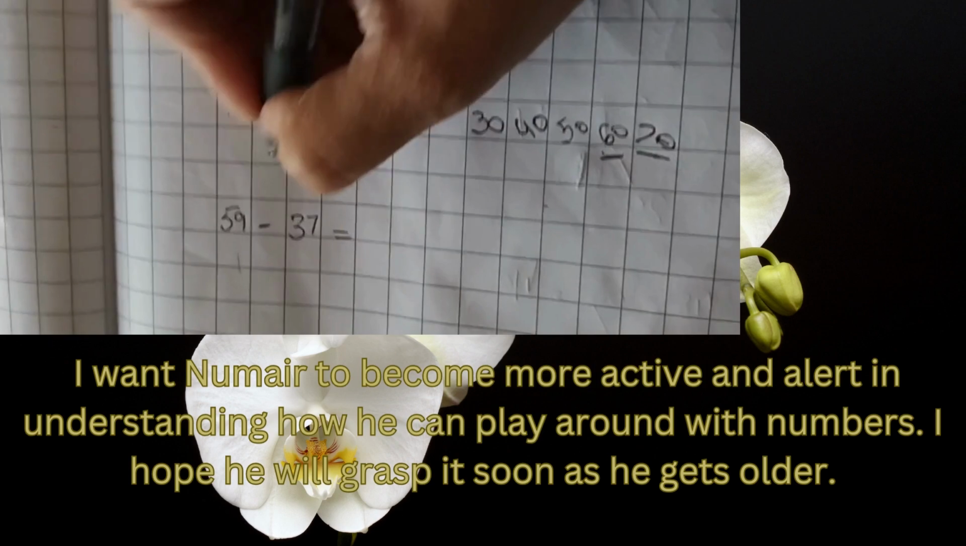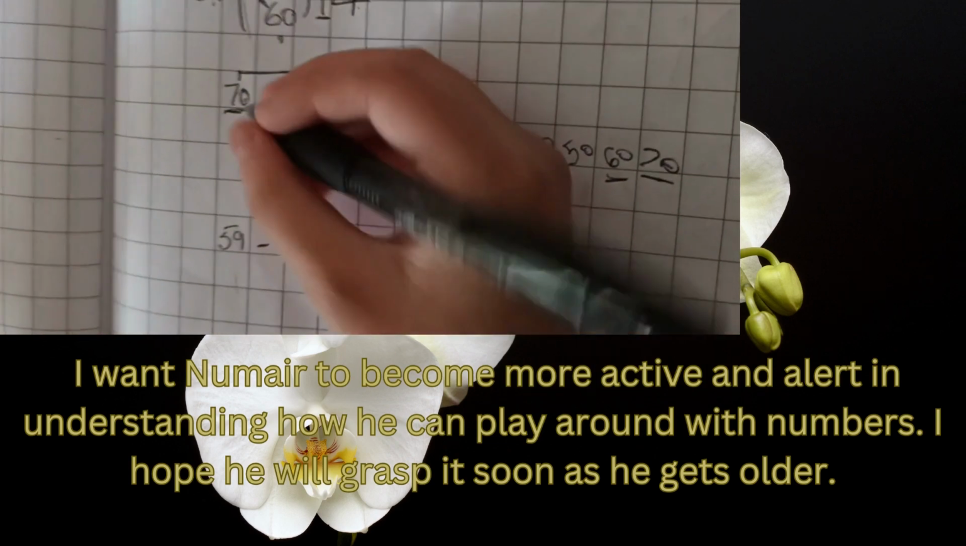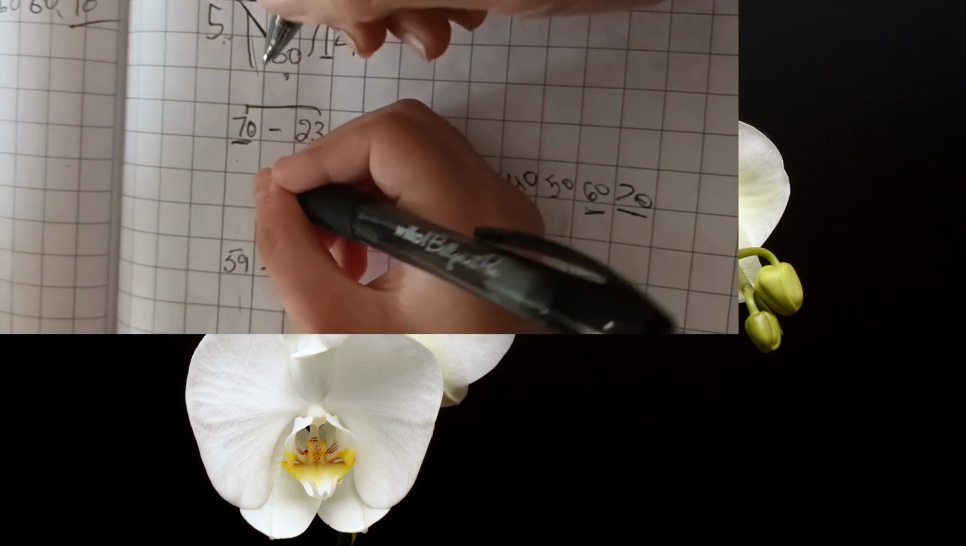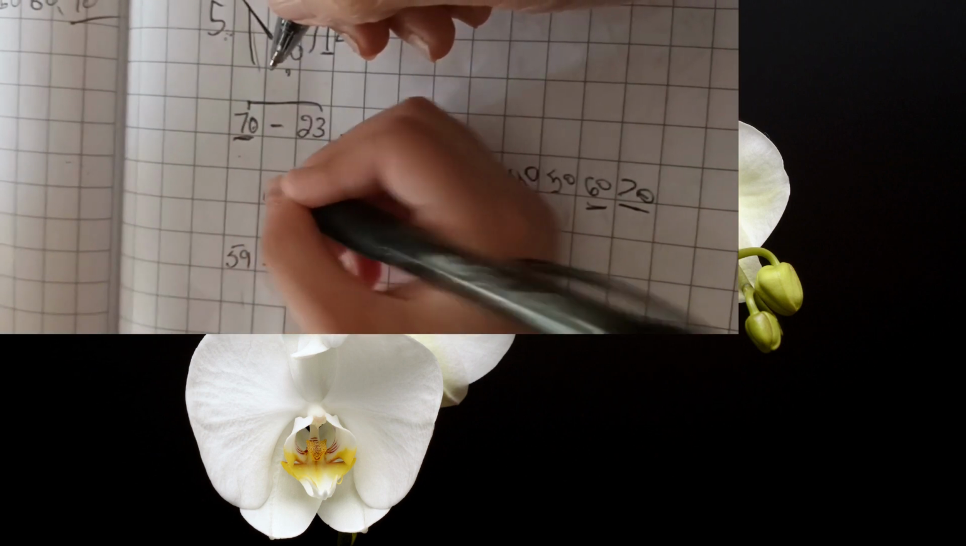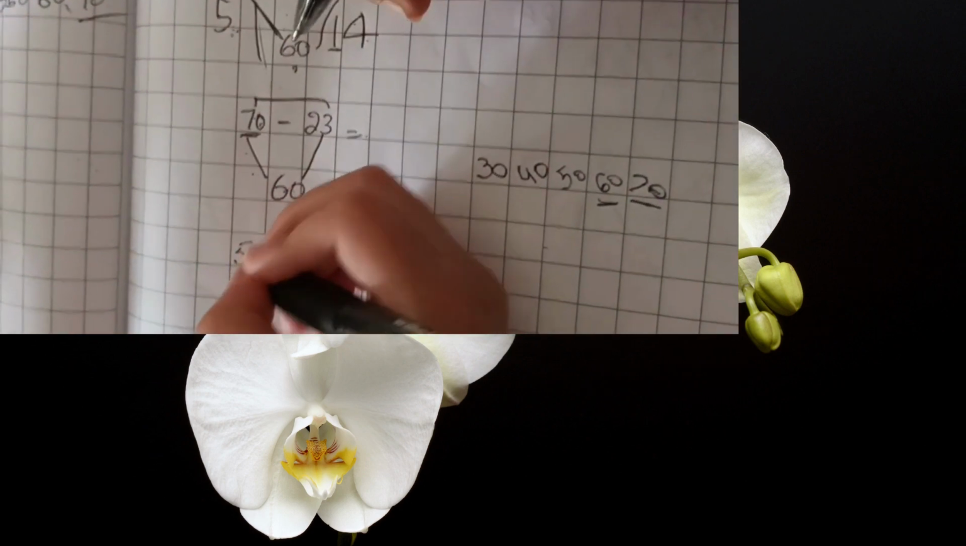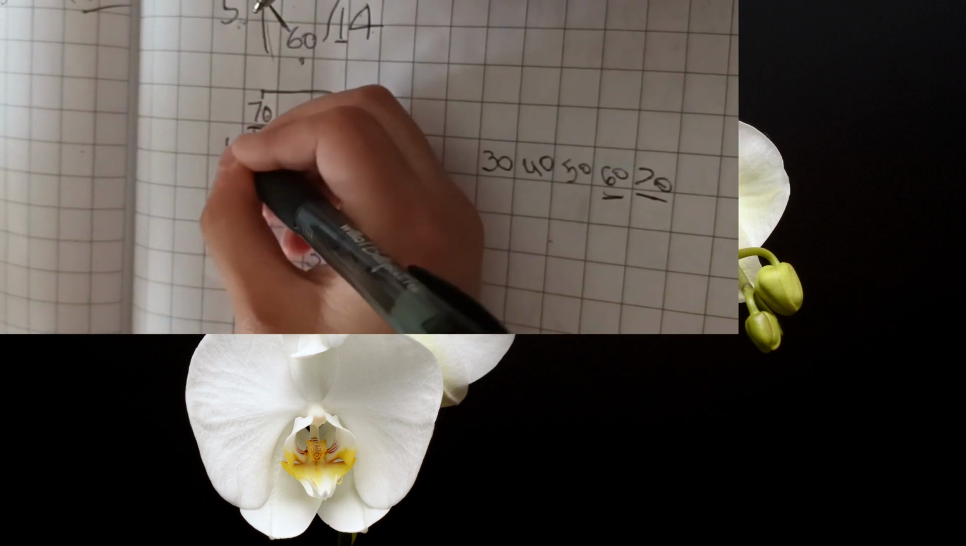60. Okay, write 60 first. Come on quickly. It makes 3. Come on, write 60. So now we make a triangle. So 60 add what makes 70? 10. Write 10 please.